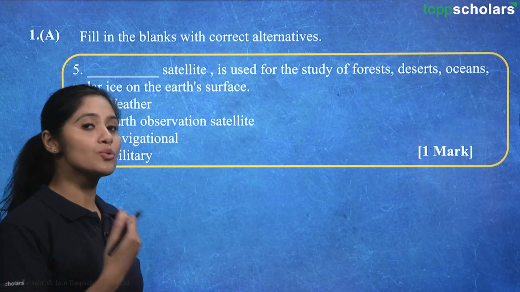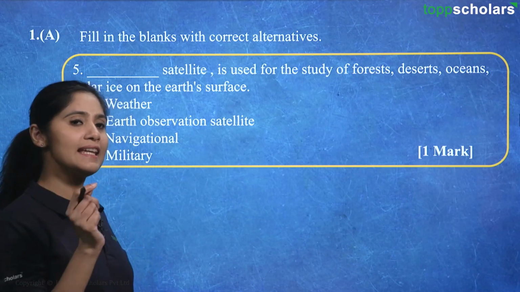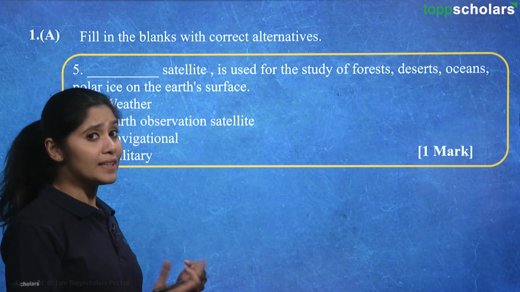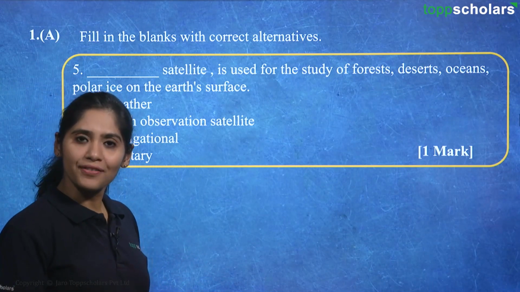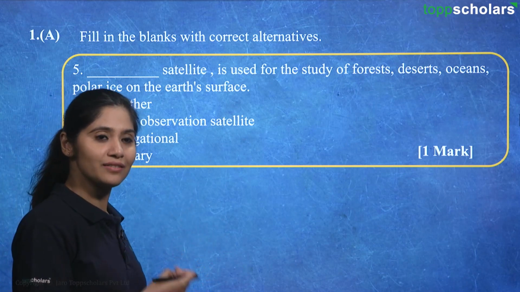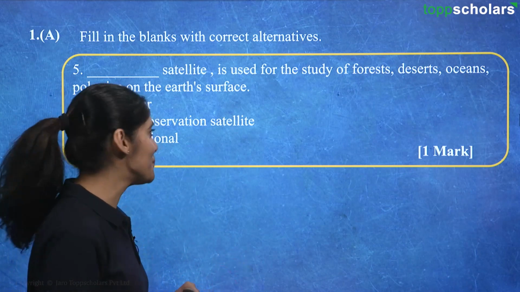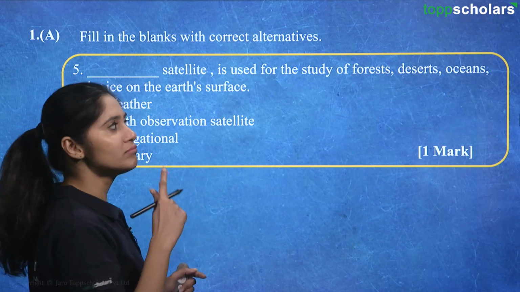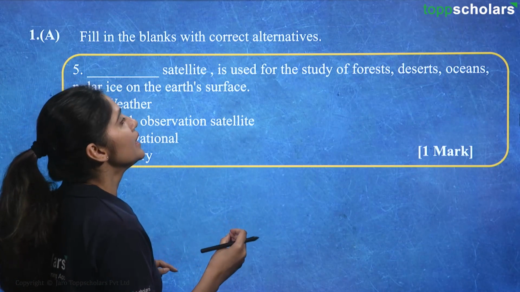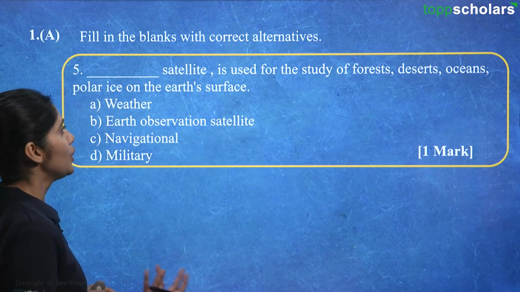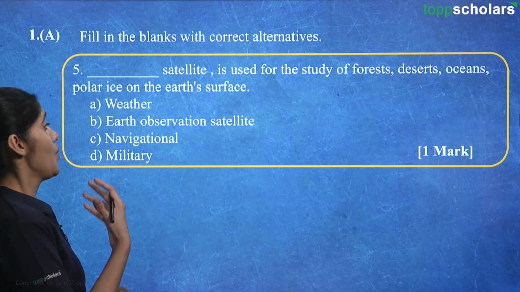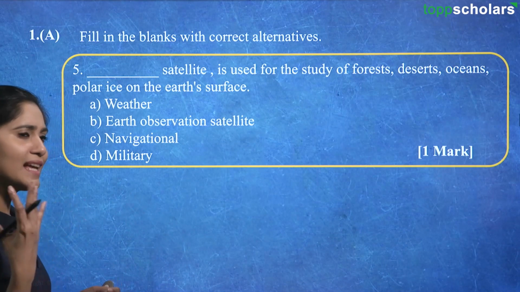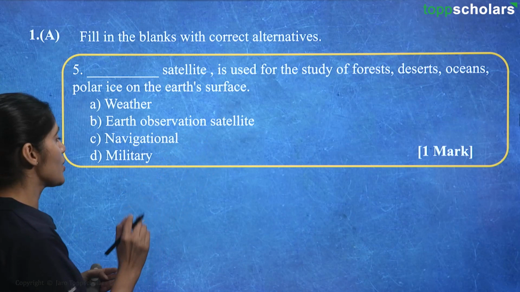First, we will just rule out the wrong answers. Let's try to see. First, A, weather. What do you think a weather satellite would do? It is definitely in the question itself. It monitors the weather. What about an Earth observation satellite? What would that be doing? It can be monitoring the forests, deserts, ocean, polar ice on the Earth's surface because it is monitoring. It is the Earth observation satellite. The name itself has it. So, this can be a possibility.